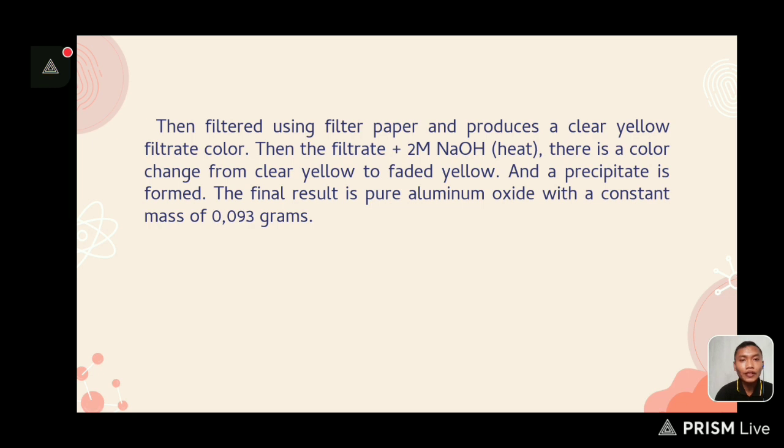Then the filtrate plus 2 mol NaOH and heat. There is a color change from clear yellow to faded yellow and a precipitate is formed. The final result is pure aluminum oxide with a constant mass of 0.093 grams.